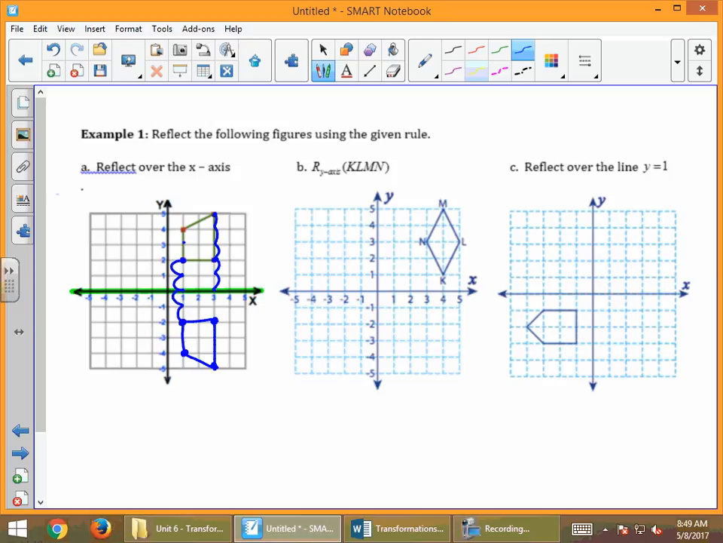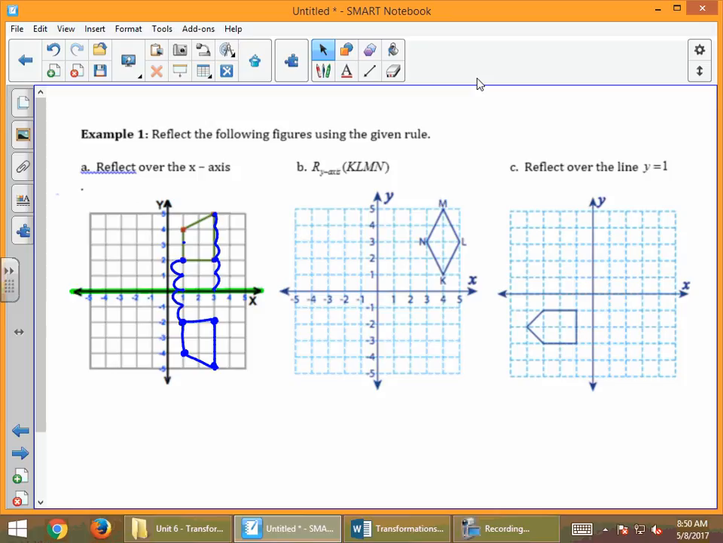Done. So really what we did, we took that first figure, and we literally just flipped it over that x-axis. So how the first figure was pointing up, we just flipped it over, so now that second figure is pointing down. And if you were to fold your paper in half along that x-axis for that graph, those images should match up perfectly. That's one way of checking your work.